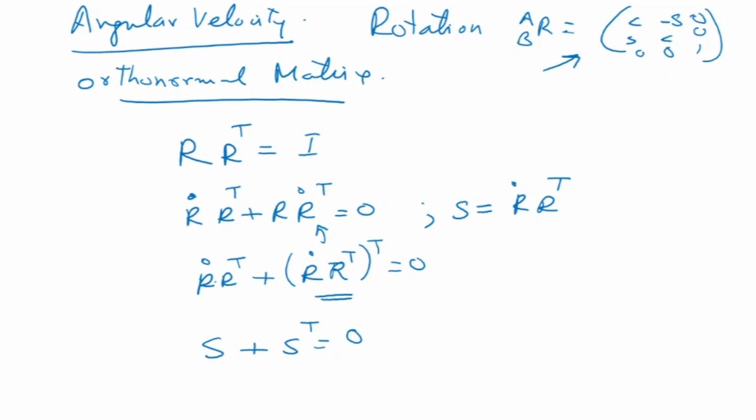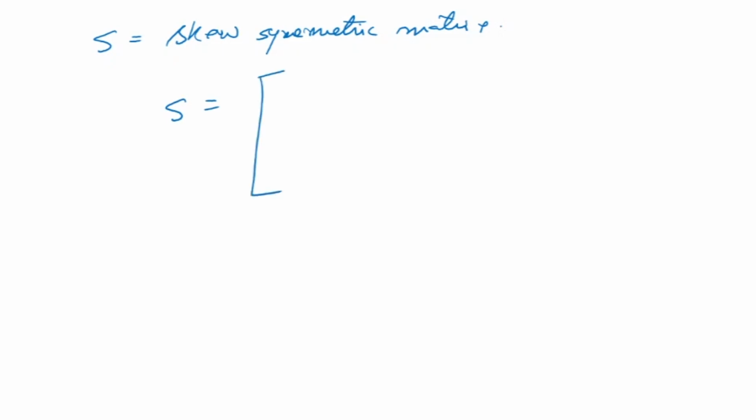Hence, a property relating the derivative of orthonormal matrices and skew-symmetric matrices exists, and this is stated as S can also be written as R dot into R inverse. So S is a skew-symmetric matrix, which is given by S is equal to 0, minus omega z, omega y; omega z, 0, minus omega x; minus omega y, omega x, 0.